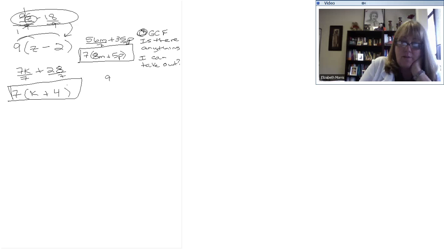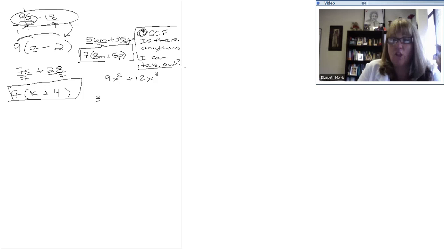Now, what if I had 9x squared plus 12x cubed? What can I take out? Well, between 9 and 12, I can take a 3. And because they both have the same variables, what you do is you take the lowest exponent. So they both have x's, and the lowest exponent is a 2. So that's how much I can divide out.